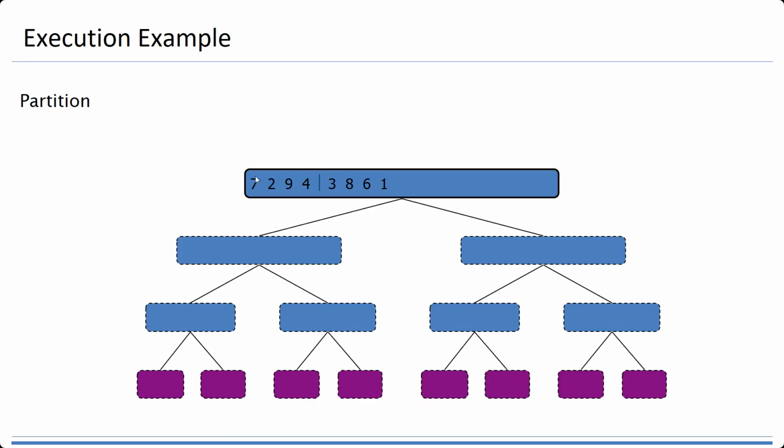So first, we want to partition these elements. We have 7, 2, 9, 4, 3, 8, 6, and 1. And how many elements do we have? We have 1, 2, 3, 4, 5, 6, 7, 8. Okay, n equals 8. So for n equals 8, we need to divide into 2. Then we have 4 elements going to the left, and another 4 elements going to the right.